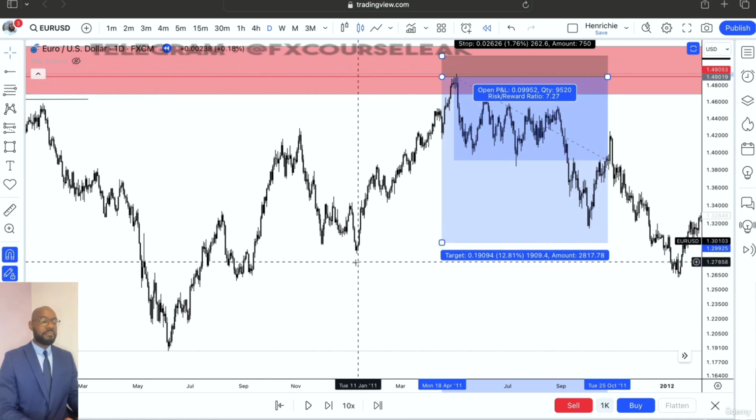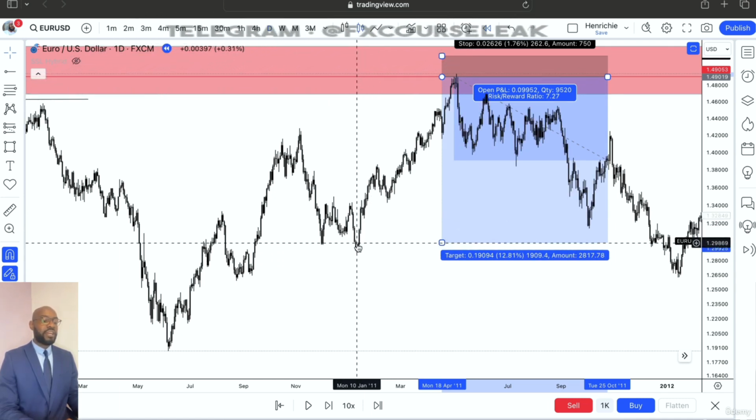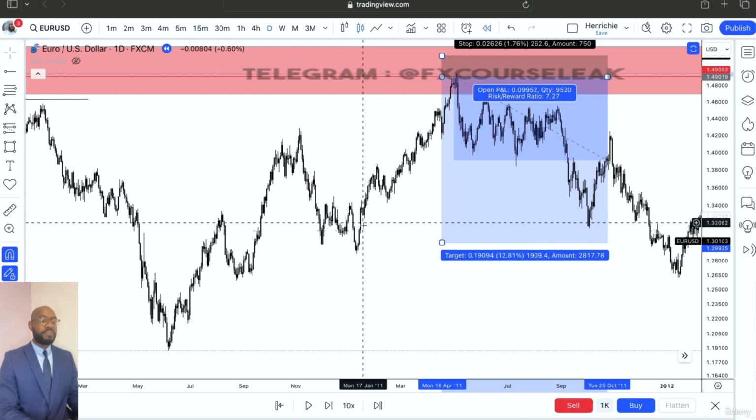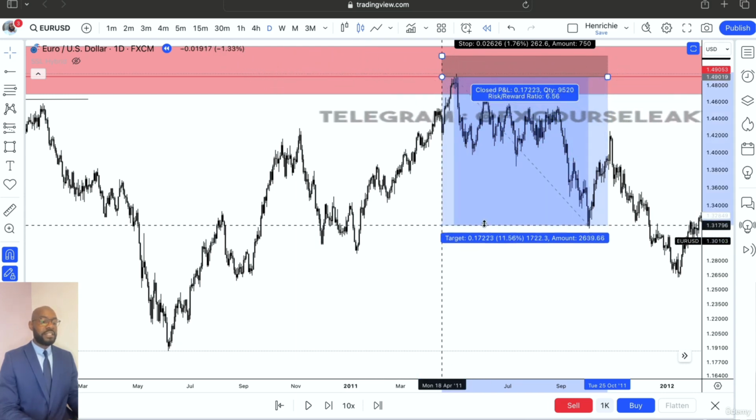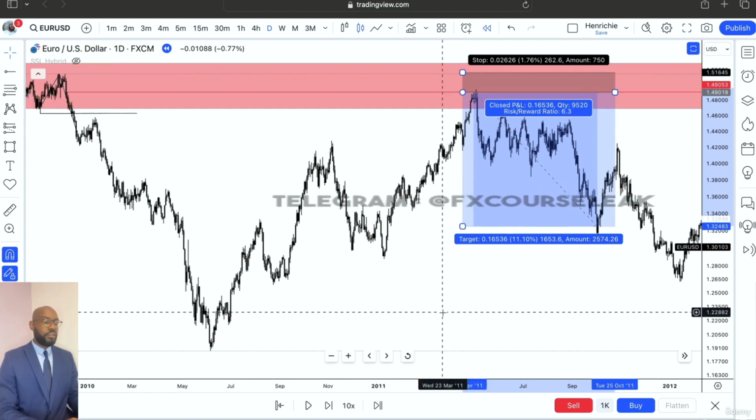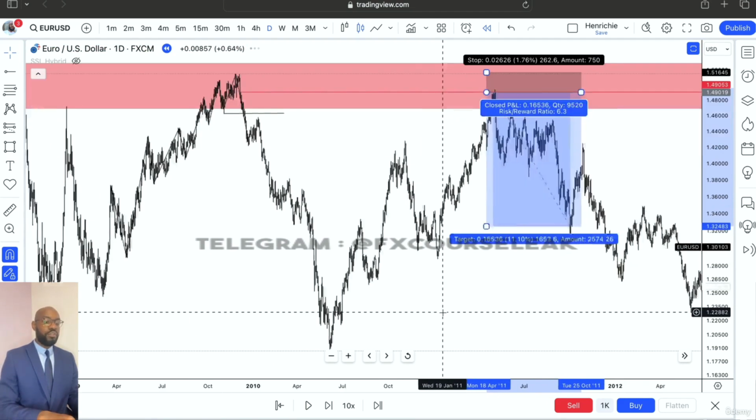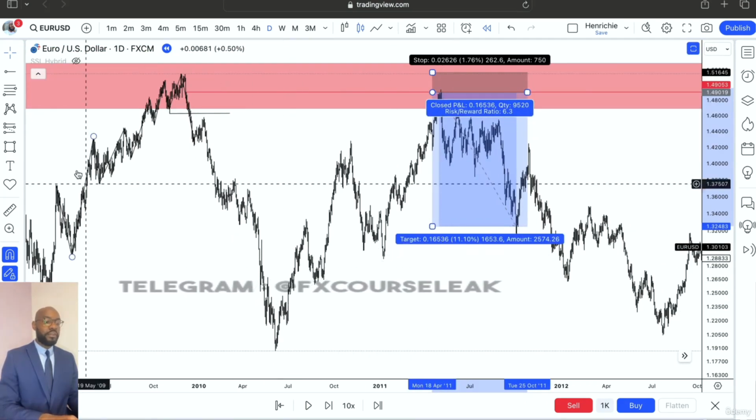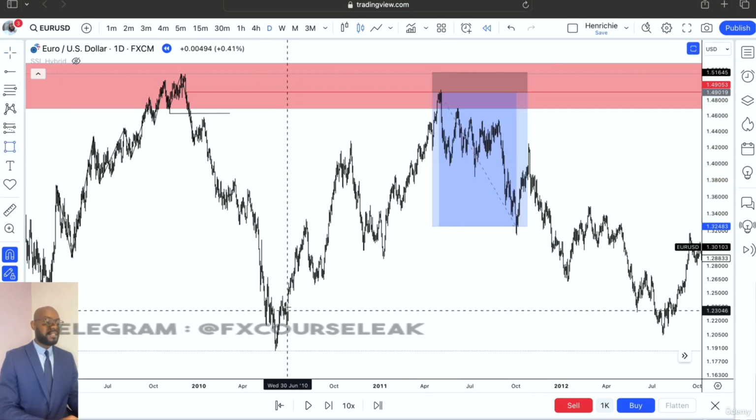You can use this inefficiency that is right here. Try not to use this low, even though price will take that low, but it's best to use this inefficiency resting right here, and you can just make your profit. Or if you really want to hold it for a longer period, you can hold it to this inefficiency here.